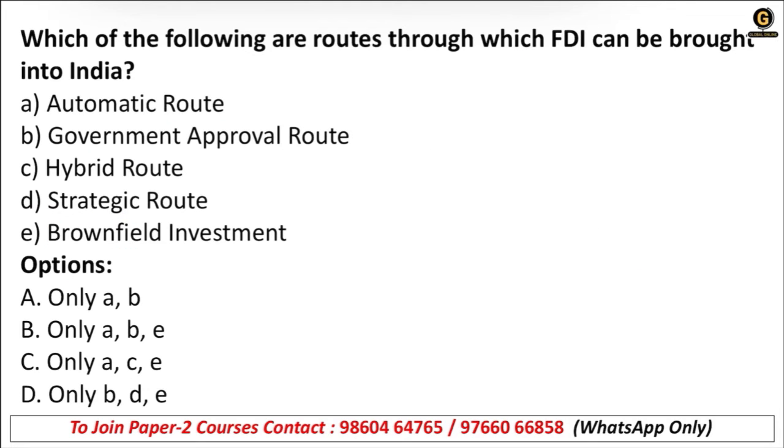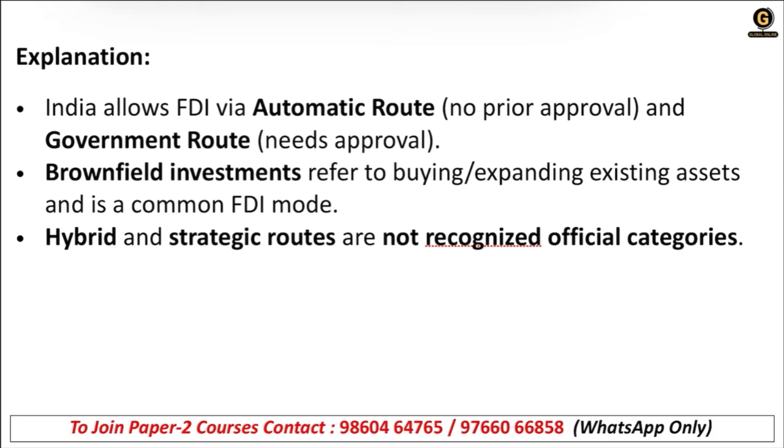Next, which of the following are routes through which FDI can be brought into India? Automatic route, government approval route, hybrid route, strategic route, or brownfield investment. Correct. The right answer is option B, that is A, B, E. Hybrid route and strategic route are not considered. India allows FDI via the automatic route with no prior approval. Correct. And the government route needs approval, which we have discussed in the theory session.